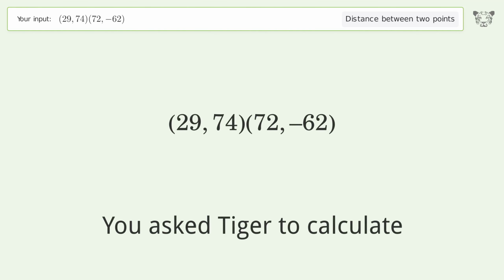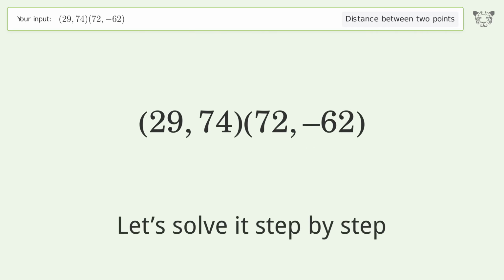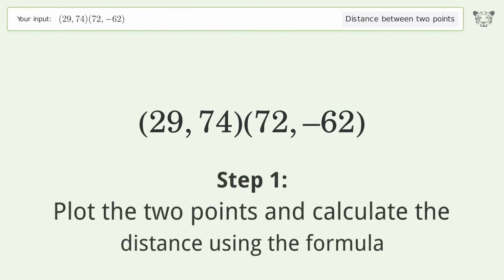You ask Tiger to calculate. This deals with the distance between 2 points. The distance between the 2 points is the square root of 20,345, or 142.636. Let's solve it step by step. Plot the 2 points and calculate the distance using the formula.